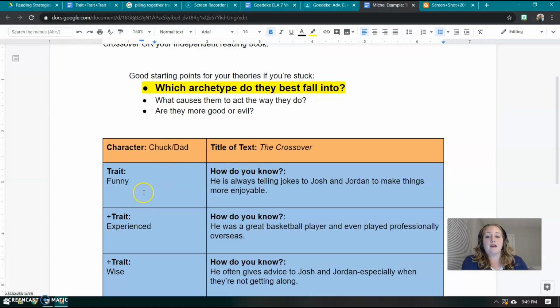Now, the thing about dad and the reason that this strategy is important is he's not always funny. He's not literally funny 100% of the time in the book.